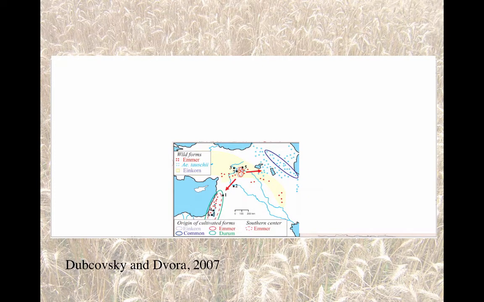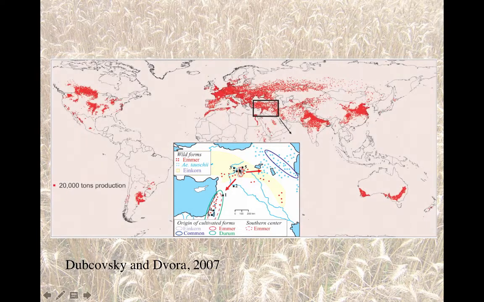Now, you can see the distribution of all of these wheats was in the Fertile Crescent here. And if we take a look at the distribution today of wheat, we see that it's all over the world. So it's gone from that Fertile Crescent to be everywhere, the most important crop on the planet.